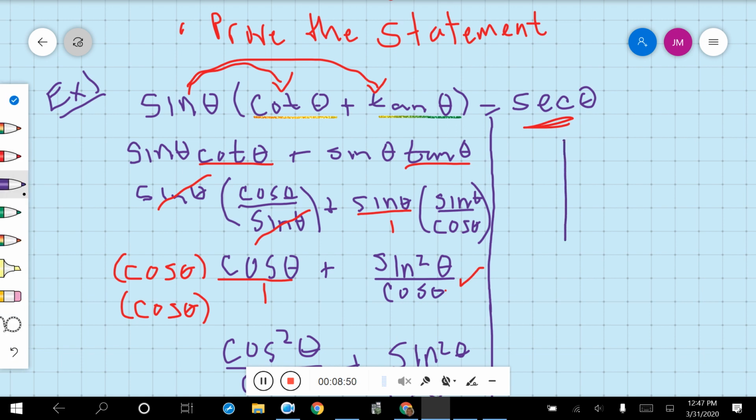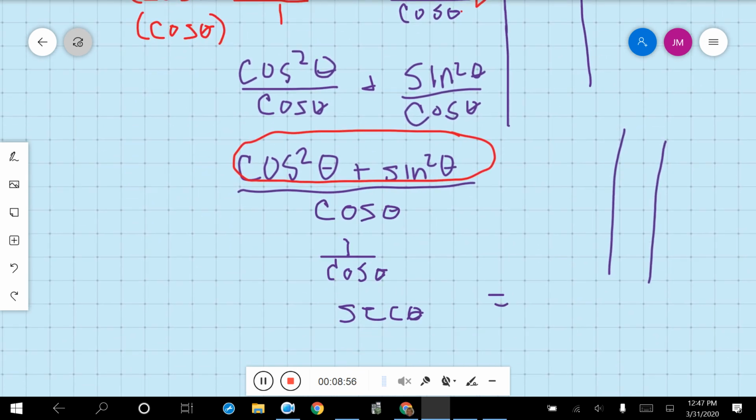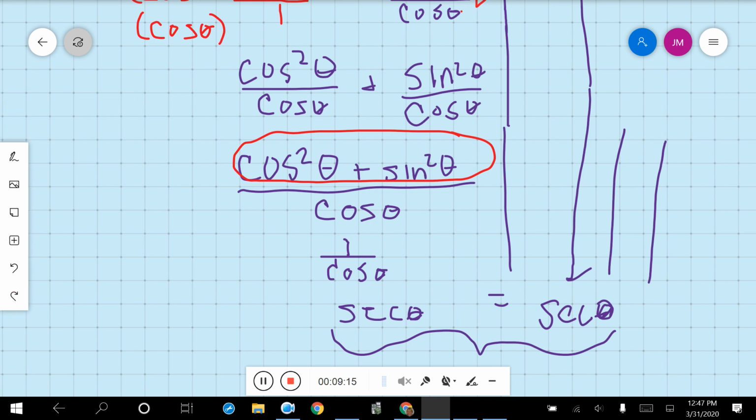So what I usually then do is carry this side all the way down. And then my last step would be secant theta equals secant theta. So the end of your identity should always look like this: something equals itself. Okay, let's try them.